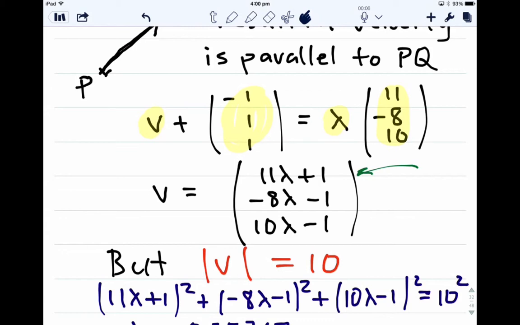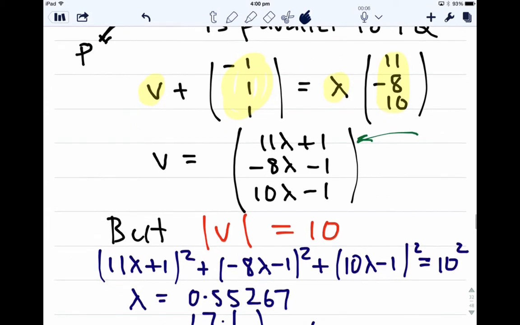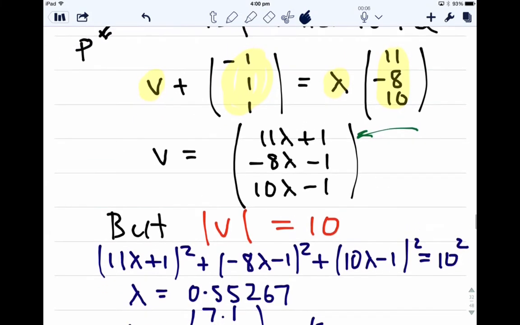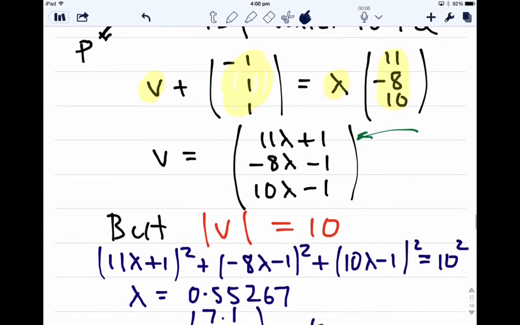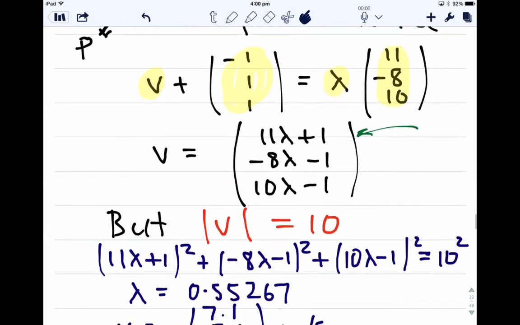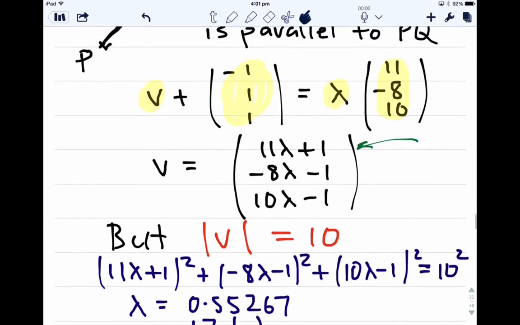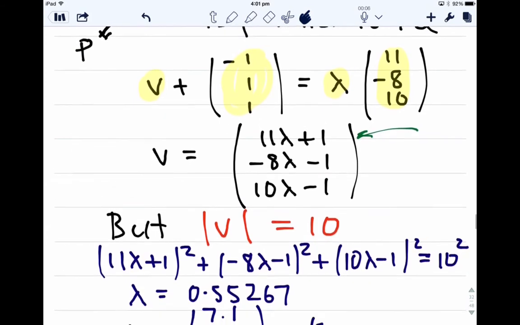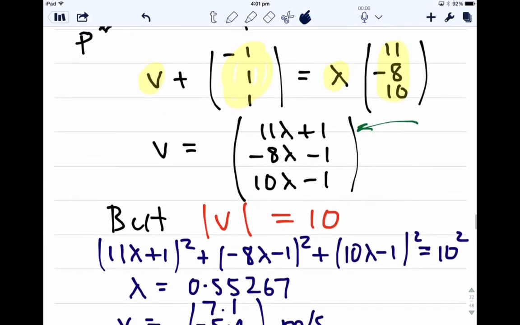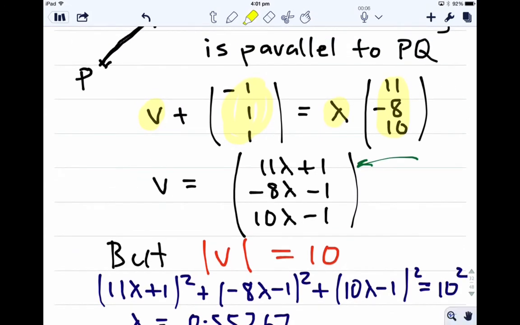Now this is where you get your CAS calculator out and solve for lambda, and your calculator will tell you that lambda is equal to 0.55267. So that's a little bit over halfway along from P to Q. You put that value of lambda into this expression here, and here, and here, and that will give you the velocity for the bee.